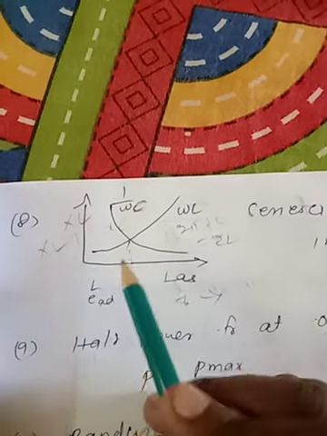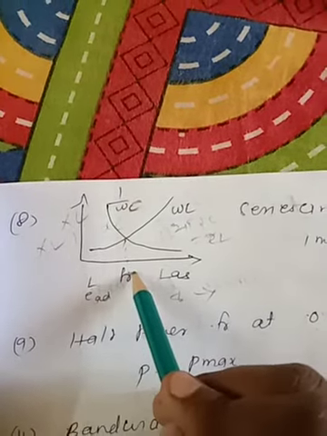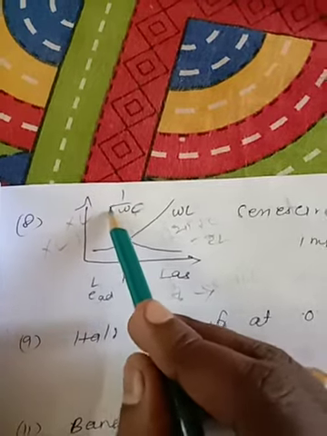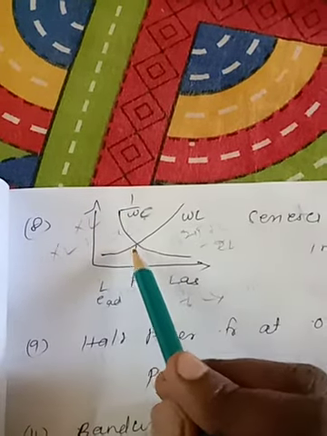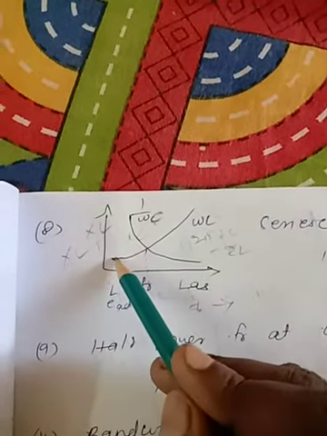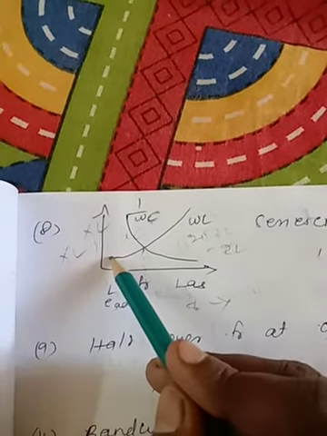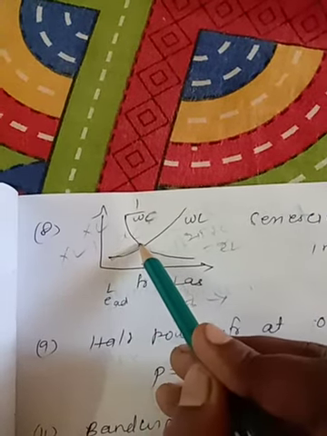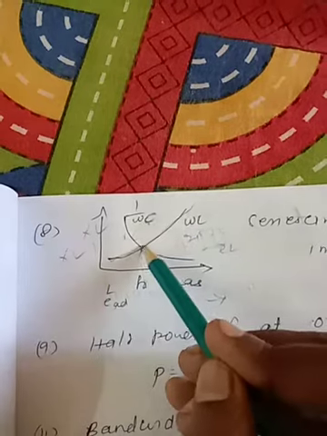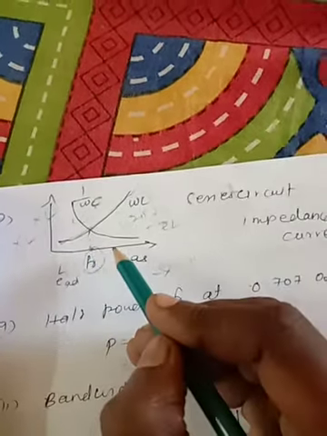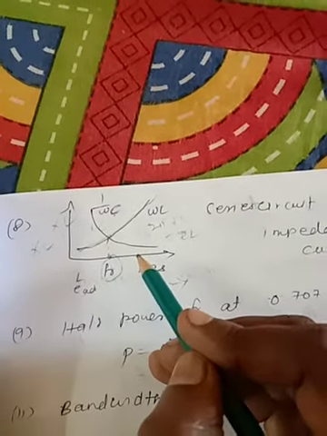Okay, so now when the frequency is increased, in 2πf, XC is inversely proportional, so XC is getting decreased when the frequency is increasing. When the frequency is increasing, the XL value is increasing in this manner. So this point is called the resonance frequency point for the series resonance circuit.